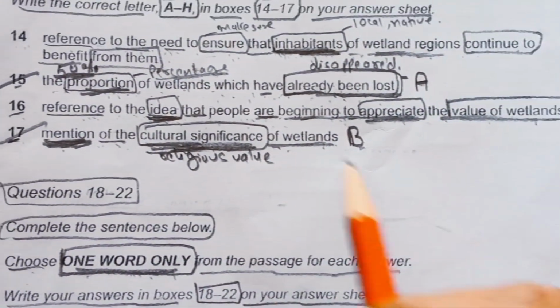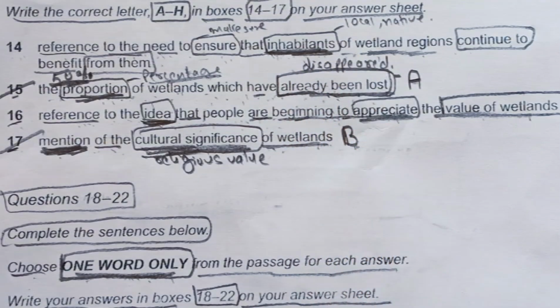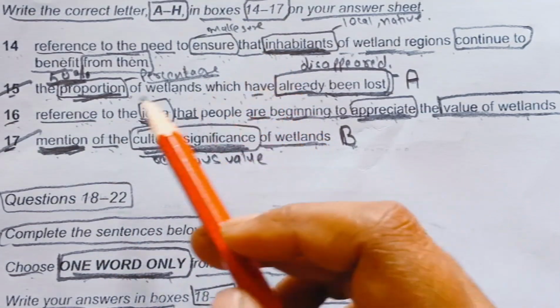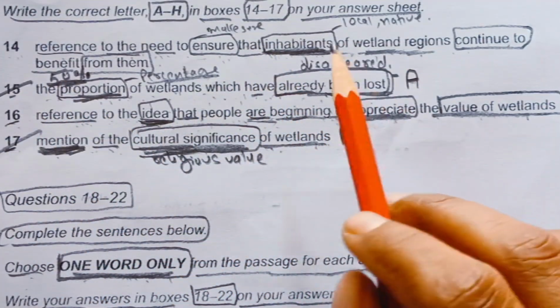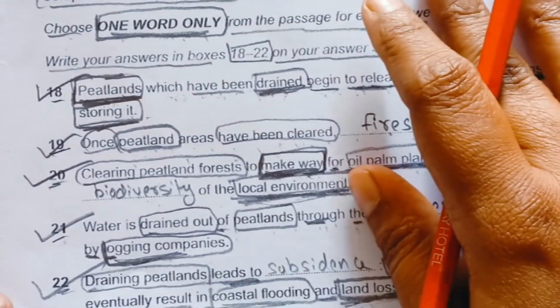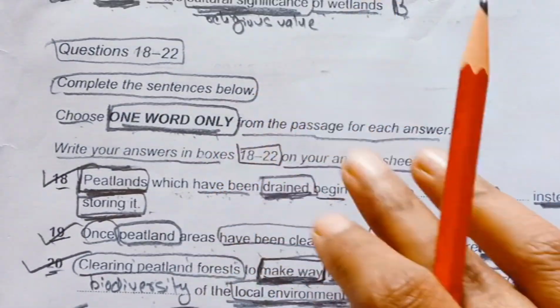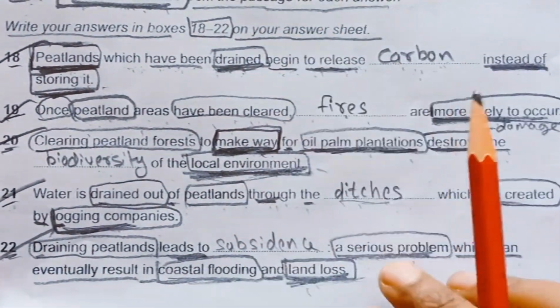Now let's see our first question. Reference to the need to make sure that inhabitants of wetland regions continue to benefit from them. We have not seen anything regarding this. 15 we have done. 16, reference to the idea that people are beginning to appreciate. We have not seen anything regarding this, and we have completed our complete the sentence.